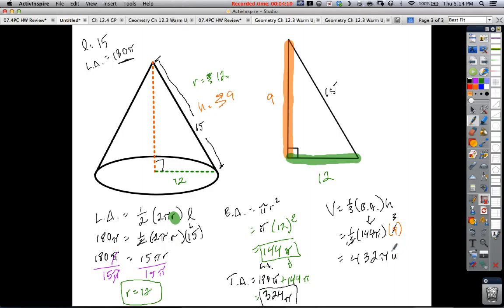pi. And you know what, I was pretty bad about my units. That should be units cubed. This is an area here, so this is units squared. Total area is units squared. The radius should just be units, and height is units, and you know, pretty good. We got most of our stuff here.